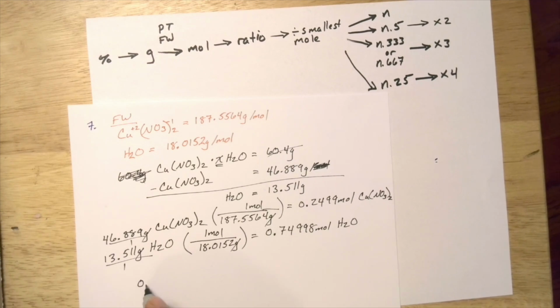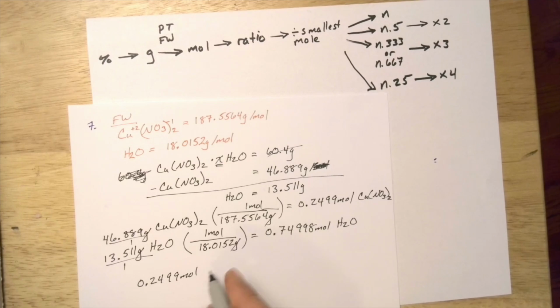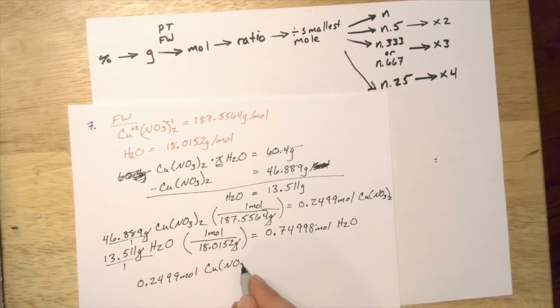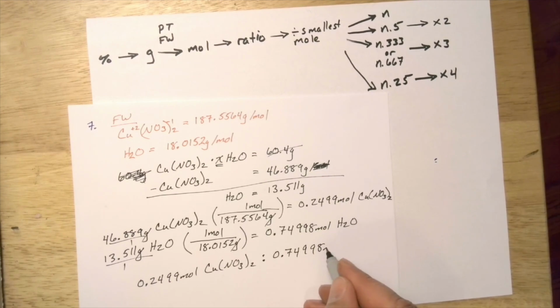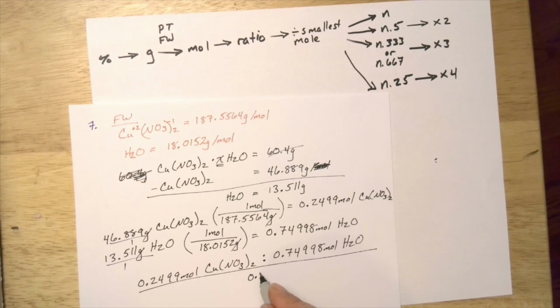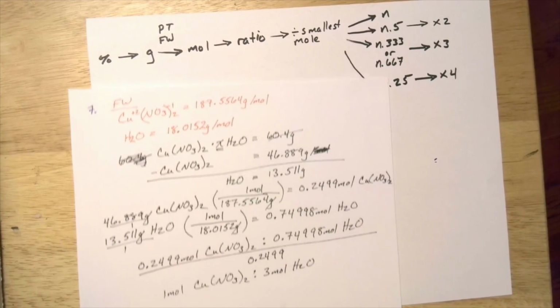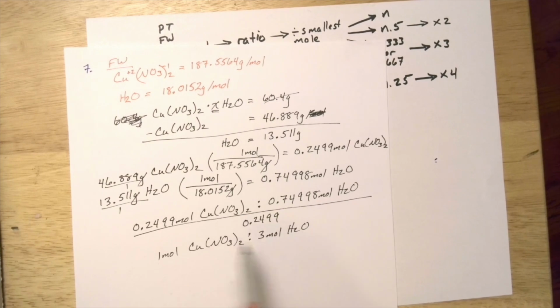So 0.2499 moles of cupric nitrate is in ratio to 0.74998 moles of water. I'm going to divide both of these by the smallest number, which is 0.2499. If you end up rounding to 0.25 and 0.75, that would also work here too. You would have 1 mole of cupric nitrate is in ratio to 3 moles of water. So when you divide them out, you get 1 mole of cupric nitrate and 3 moles of water.